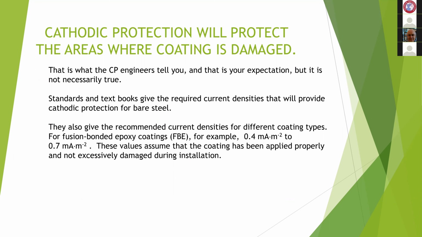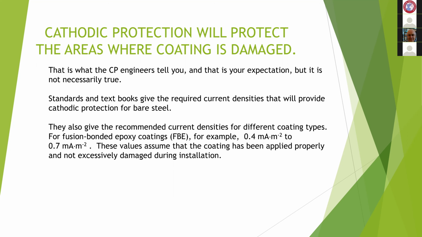Now, there's a myth that I find is prevalent amongst pipeline designers, that if the coating is defective, then the cathodic protection is there to provide the protection. The first line of defense against external corrosion is the coating. Where that's damaged, then the cathodic protection current will be able to reach it and it will stop the corrosion.